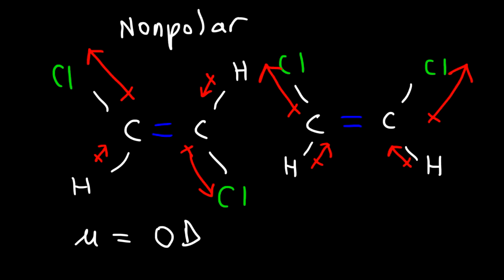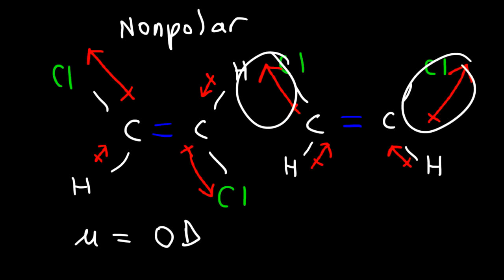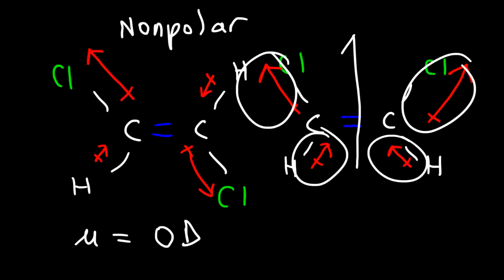Now what about the molecule on the right side? Notice that these two arrows don't completely cancel. They partially cancel, but they do add up and produce a net dipole moment. And the same is true with these two arrows. The net dipole moment is in the upward direction. And let me show you why. So we had an arrow going this way and another arrow going that way.